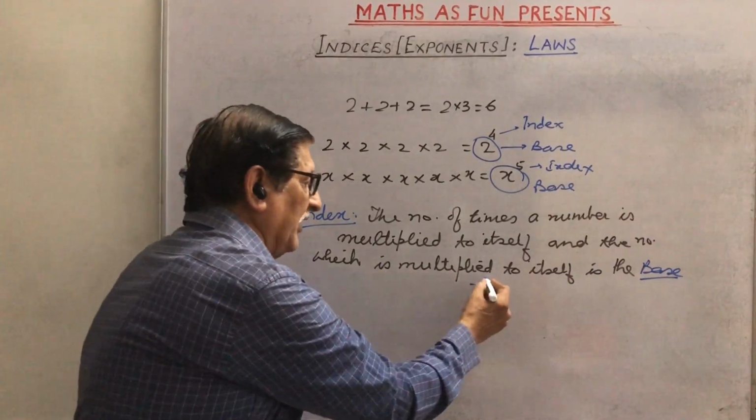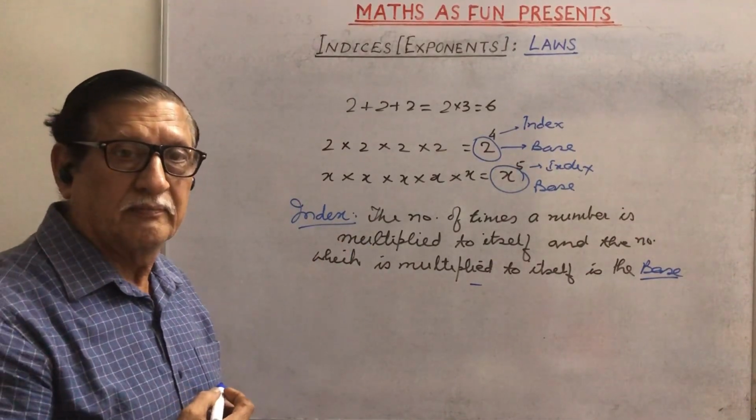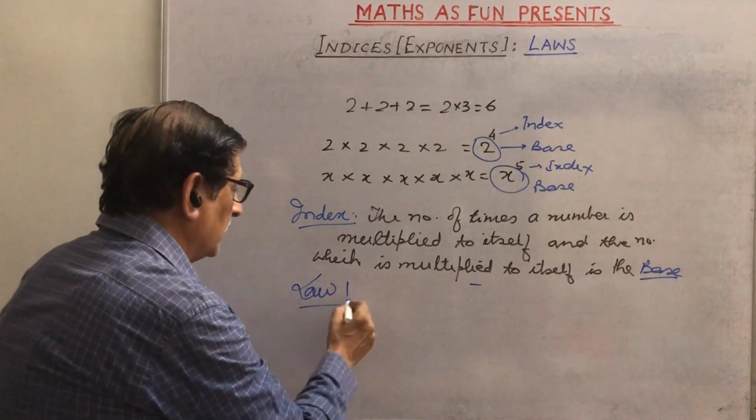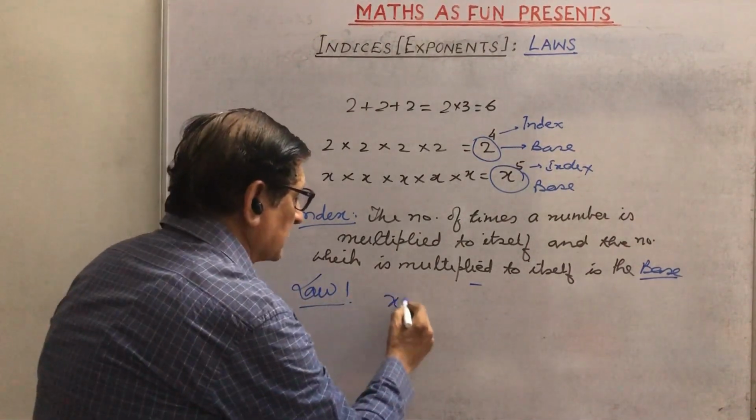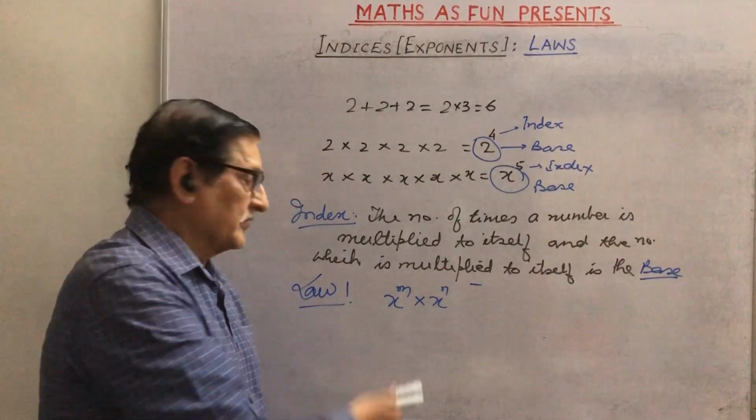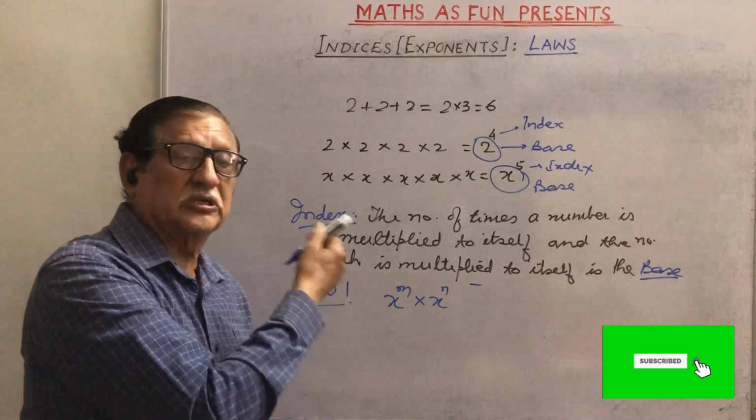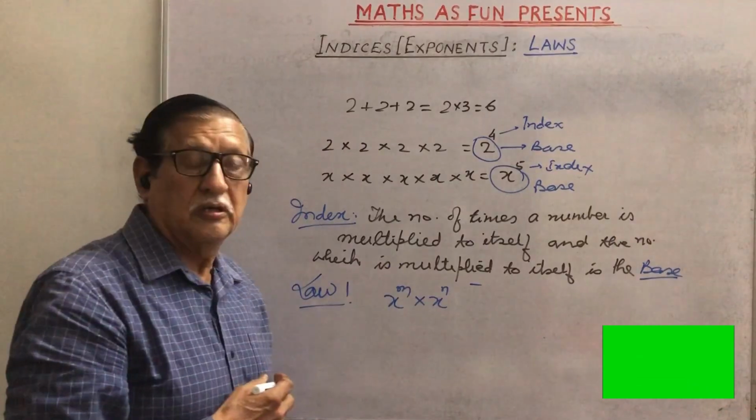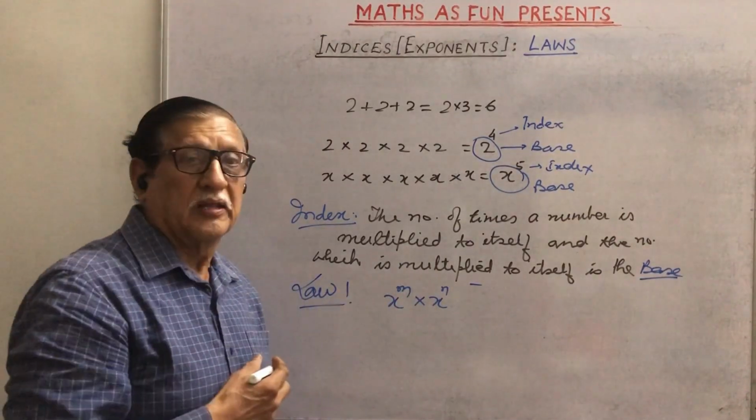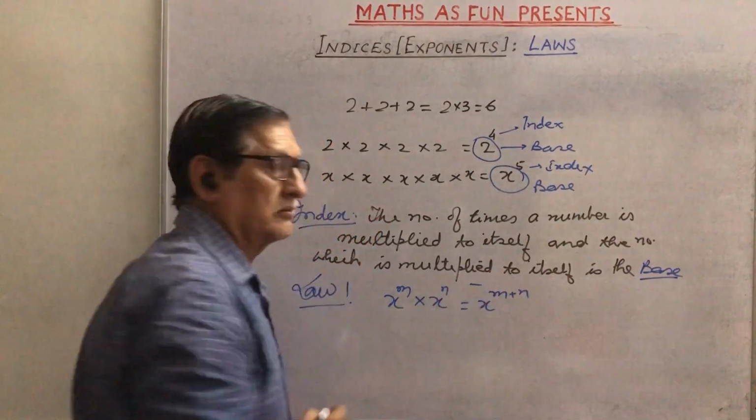Now, we have to learn about some of the laws of these indices. What is the first law? That is, if we multiply x to the power m with x power n, or we say that same base x, the powers or the exponents or the indices of that are different, are being multiplied, then the indices of them add up. It means that becomes x power m plus n.